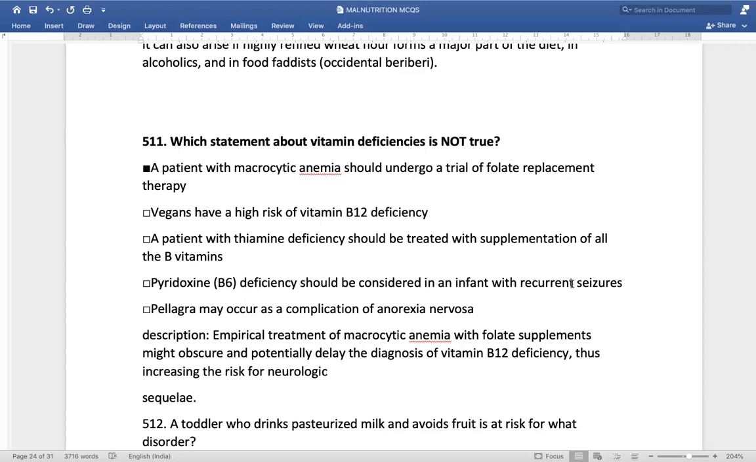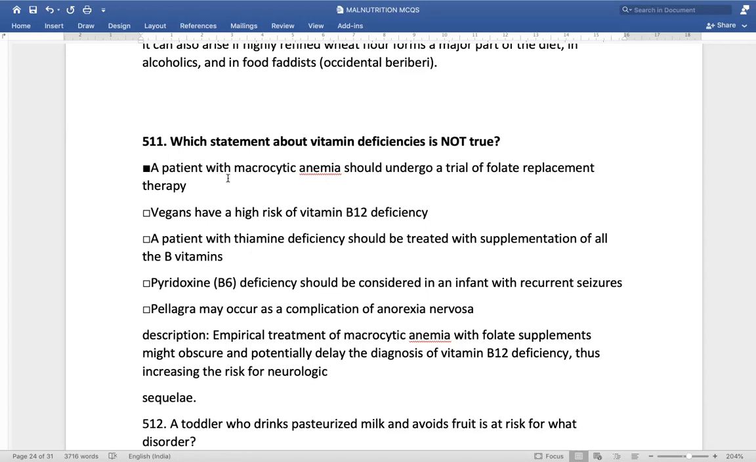Pyridoxine should be considered in an infant with recurrent seizures. Definitely, pyridoxine dependent epilepsy is a condition wherein phenobarbital, phenytoin, and other first-line antiepileptics are not responding, so they will definitely give a trial of pyridoxine to treat seizures. Pellagra may occur as a complication of anorexia nervosa. It is also a right answer.